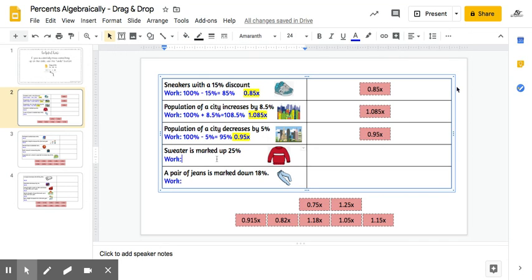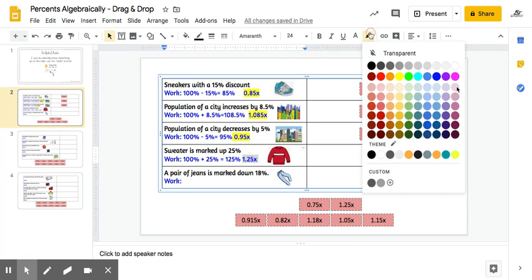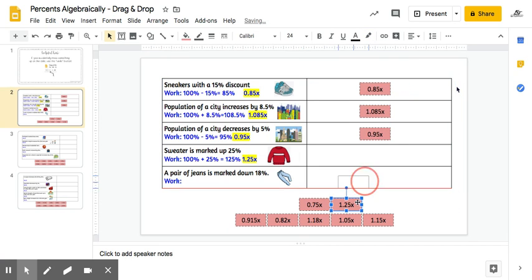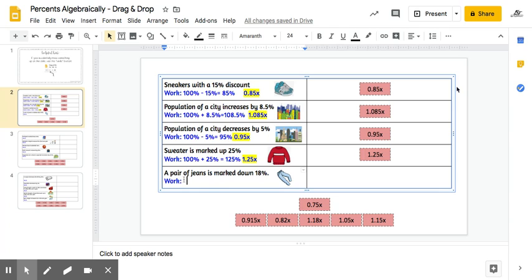All right. The fourth one says a sweater is marked up 25%. Well, the keywords there are marked up. I'm increasing. So I'm taking 100% and I am adding 25%. 100 plus 25 is 125%. Convert that percent to a decimal, which is 1.25, times a variable x to represent the cost of the sweater. Locate that on the bottom, drag and drop it in the appropriate box.